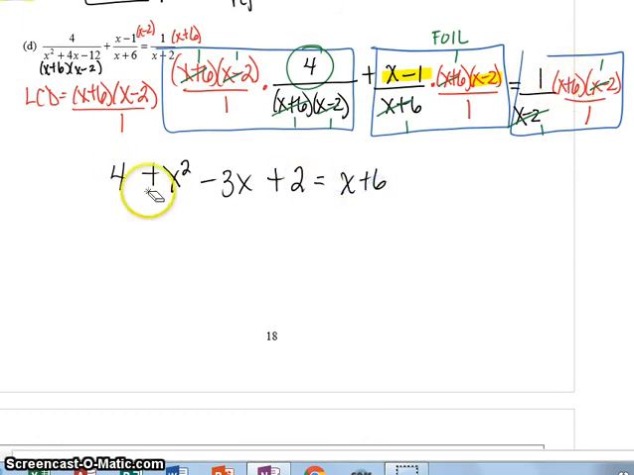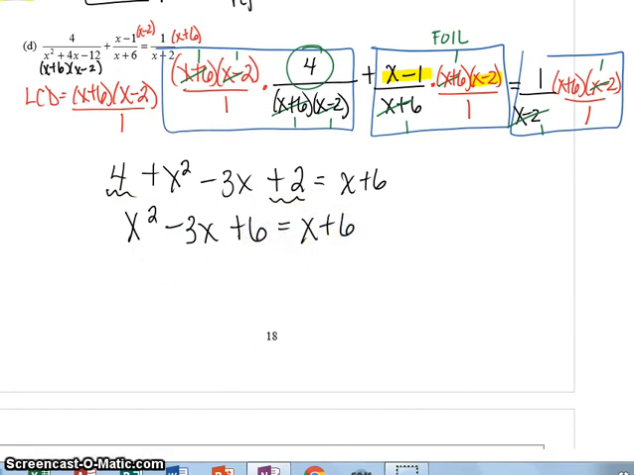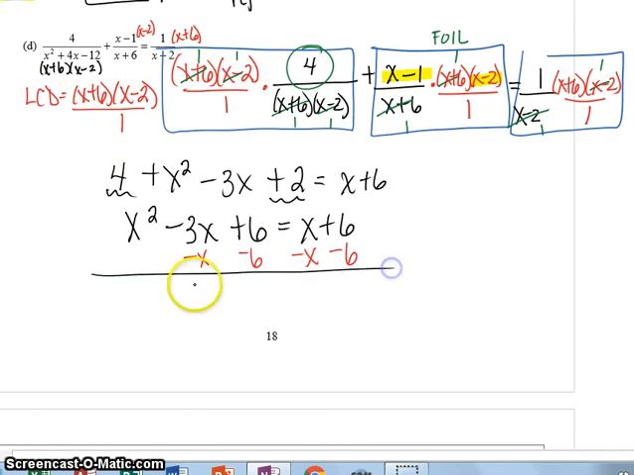Clean up this side, put it in order. So the only thing that really combines are those two, but let me put it in order. So I have x squared minus 3x plus 6 equals x plus 6. Okay? Move everything to one side. You should hopefully be thinking trinomial at this point, so keep that x squared positive. You minus x from both sides, and you minus 6 from both sides. And you're going to notice something happens here. Those cancel. So I'm left with x squared minus 4x equals 0.